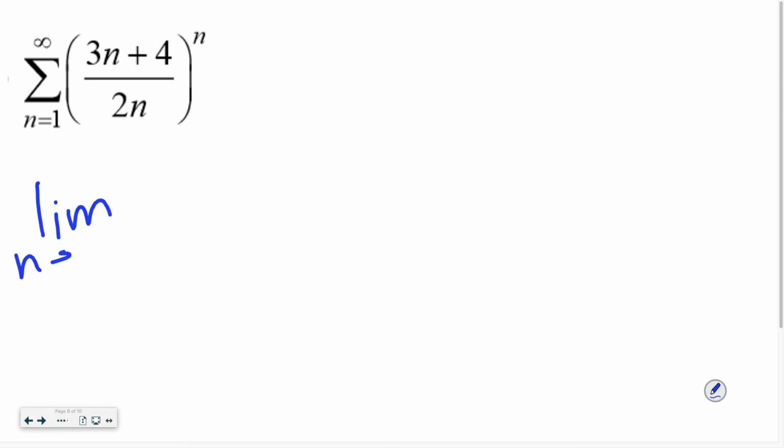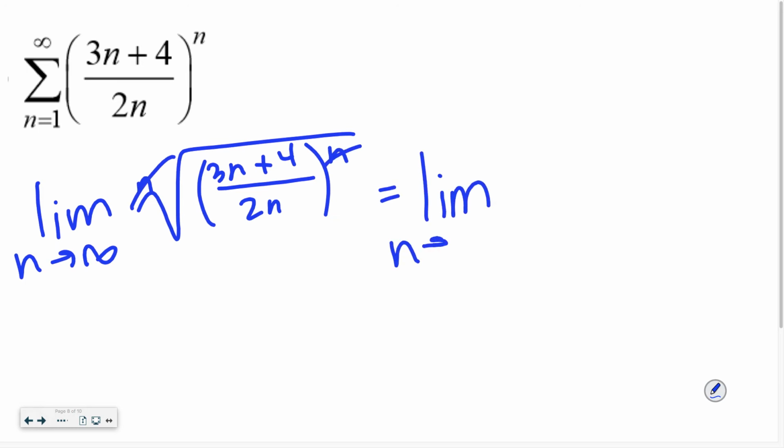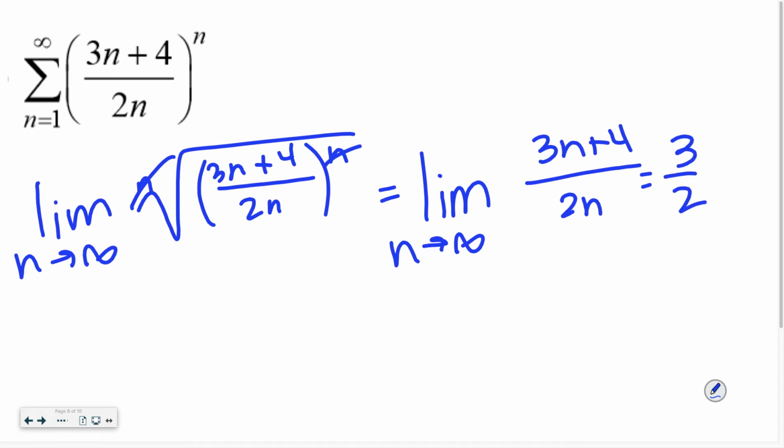So with the root test, since we have an nth power, we can throw it under the nth root, and they cancel. Then we're just looking at the limit as n approaches infinity of (3n plus 4) over 2n, which is 3 halves. That is greater than 1. So we have a divergent series because of the root test.